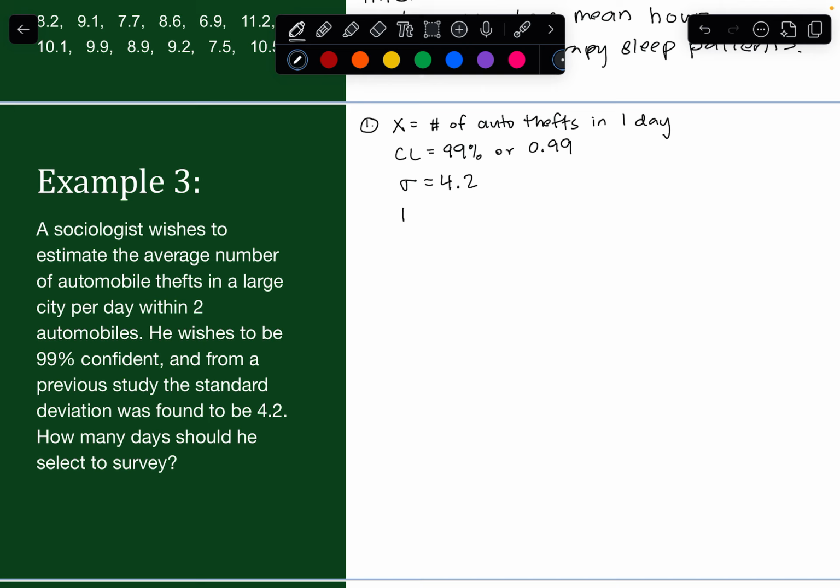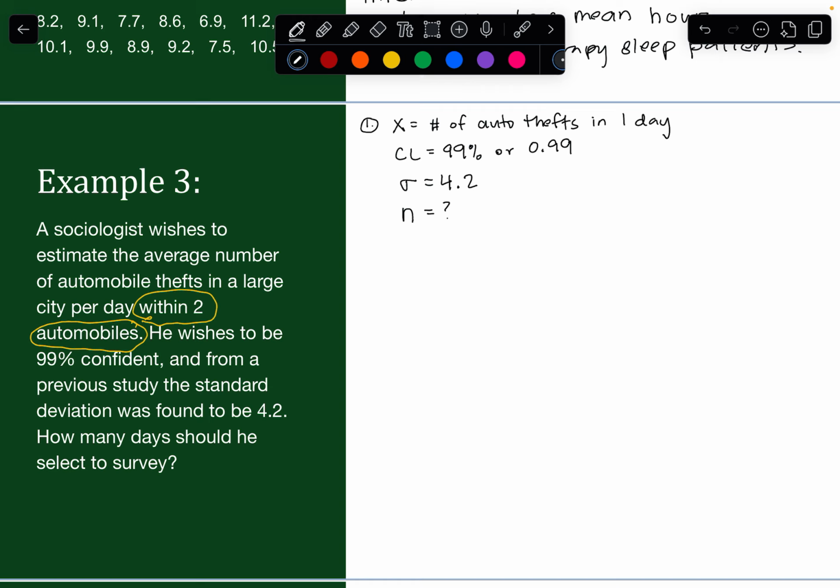They're asking what our sample size should be. There's one more piece of information that we didn't list here. And it says way back in that first sentence, sociologist wishes to estimate the average number of automobile thefts in a large city per day within 2 automobiles.